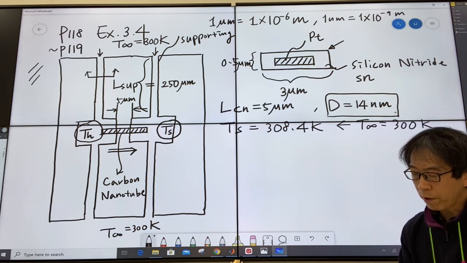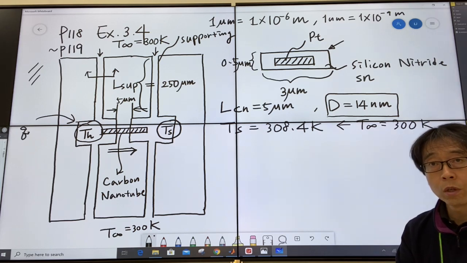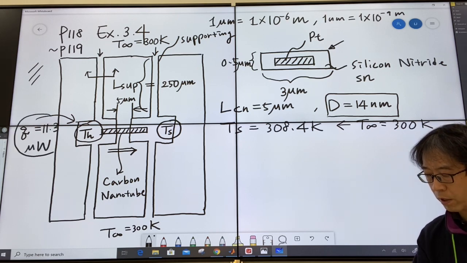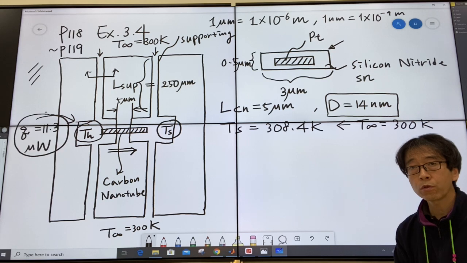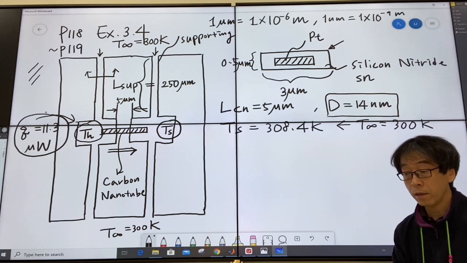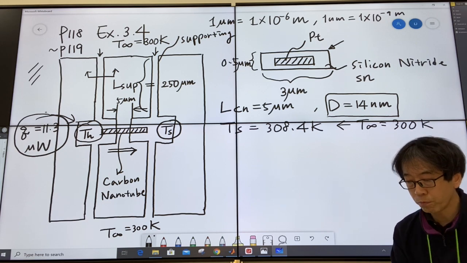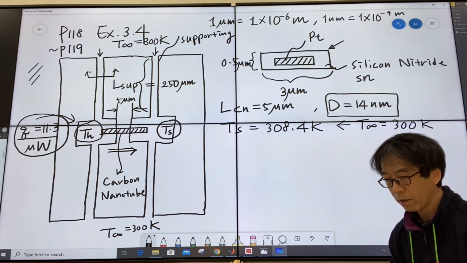By the way, the heat generated on the left hand side, Q, was 11.3 microwatts according to the textbook. 11.3 microwatts. How can they measure it? Yeah, the current flowing in, the voltage, right? Power delivered, and you can roughly estimate how much power has been delivered, and that is the power used to provide this heat on the left hand side, okay? And that heat will actually be transferred through this carbon nanotube and go to the right hand side, right?